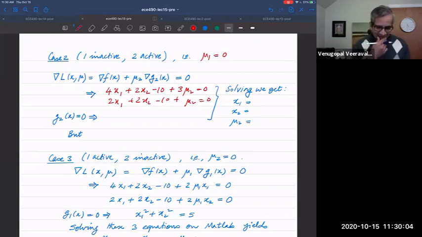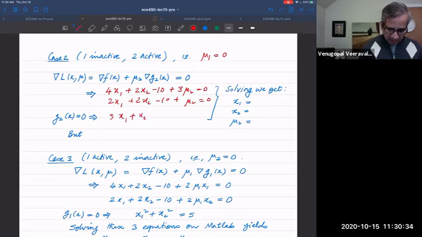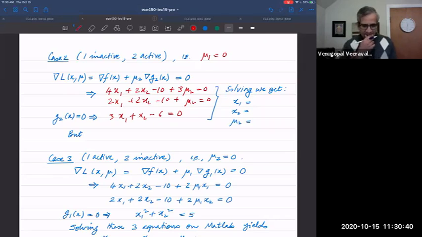Then you have a third equation that you can use to solve for the mu's and the x's, and that's the constraint. The constraint G2(x) equal to 0, because we are assuming that the second one is active, gives us 3x1 plus x2 minus 6 is equal to 0. Now these three equations you can solve. They are linear equations. They can be solved quite easily.